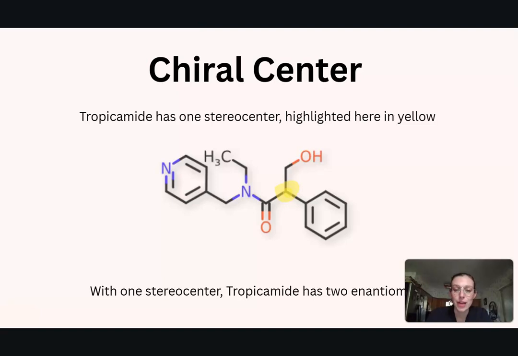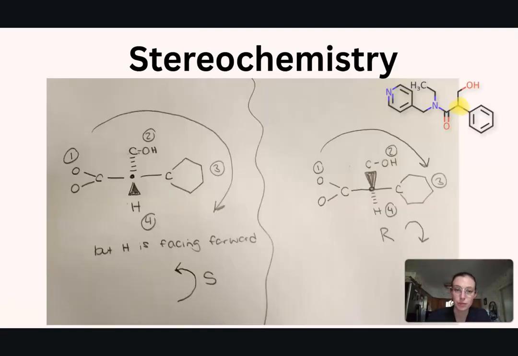All right. The chiral center I have highlighted here in yellow. When we're looking at the molecule, there's only 1 carbon in the molecule that is attached to all 4 different compounds. We see the 3 here that are different, but we also have to pretend like there's a hydrogen drawn in there as the 4th bond. And with 1 stereocenter, tropicamide has 2 enantiomers.